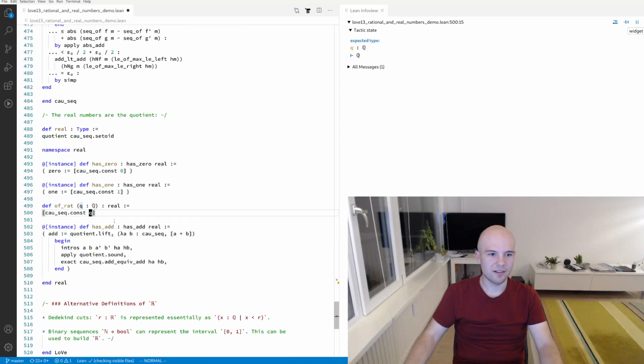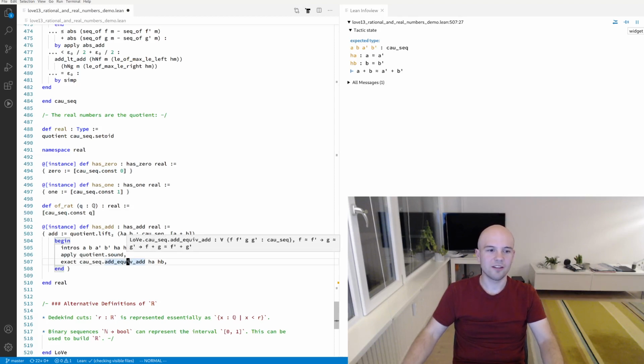And we can also define the addition of real numbers by lifting the operation on the Cauchy sequences to the quotient, which is possible because of the lemma that we proved earlier, that the addition is compatible with the equivalence relation that we introduced. Okay, so this is one way to construct the real numbers.